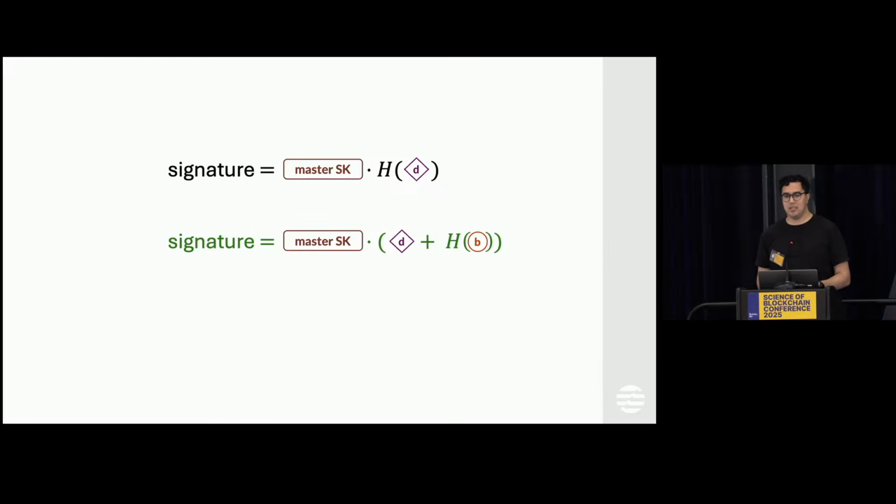So to fix this, we're just not going to hash the message. Instead of hashing the message, we're first going to offset the message by the hash of some other value.